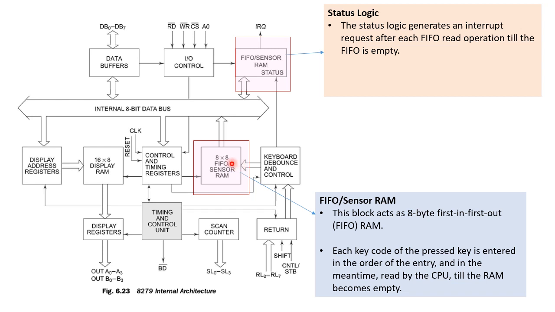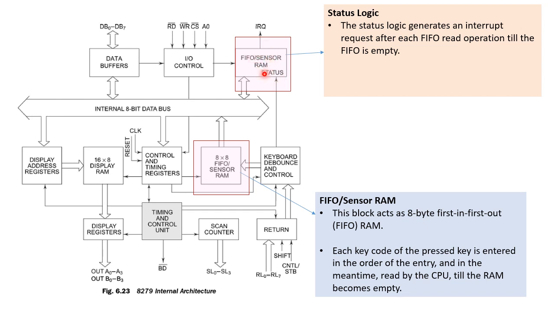So this is a FIFO sensor RAM which stores all the key codes of the pressed keys. For example, if the user has pressed the keys like COMPUTER, the code of C will go to the FIFO sensor RAM first, then the code of O, then the code of M, then the code of P, like that. So all the codes of the pressed keys will be in the FIFO sensor RAM. And the status of this FIFO sensor RAM will be present inside this FIFO sensor RAM status block.